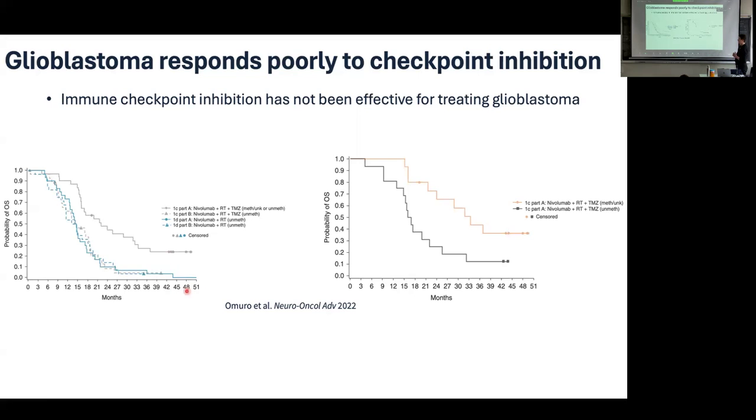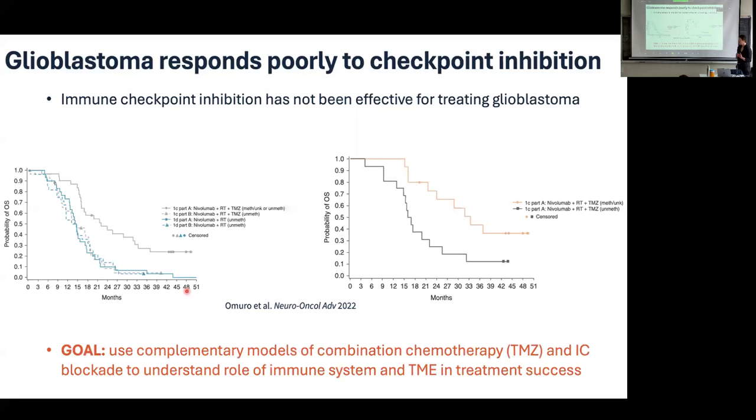And you can see that the ICI trials with or without TMZ, which is the major chemotherapy agent used to treat glioblastoma, have so far failed, and there has been no approval of immune checkpoint blockade for glioblastoma.